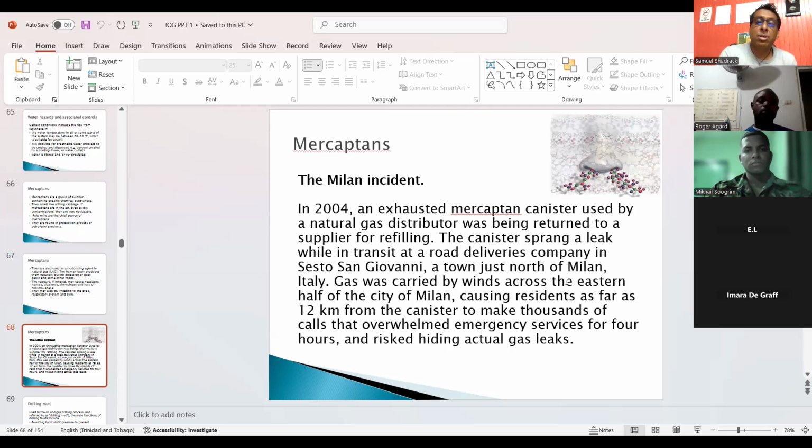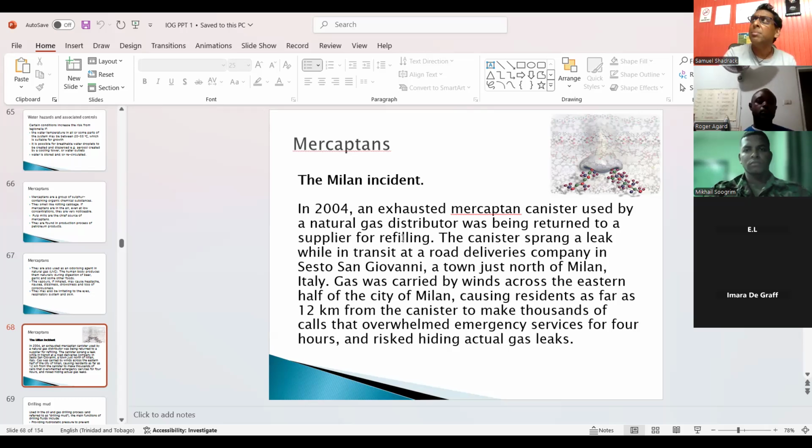The Milan incident in 2004: an exhausted mercaptan canister used by a natural gas distributor was being returned to a supplier for refilling, so it was empty. The canister sprang a leak while in transit at a road delivery company in Sesto San Giovanni, a town just north of Milan, Italy. Gas was carried by wind across the eastern half of the city of Milan, causing residents as far as 12 kilometers from the canister to make thousands of calls that overwhelmed emergency services for 4 hours and risked hiding actual gas leaks, right?